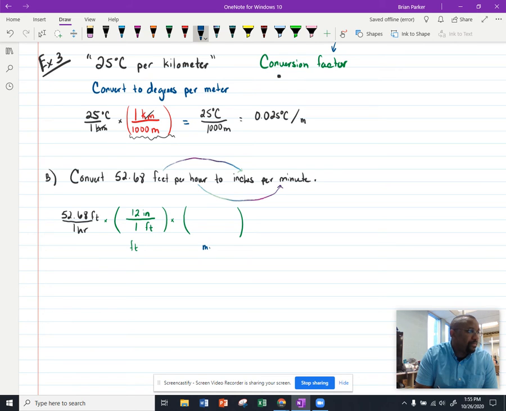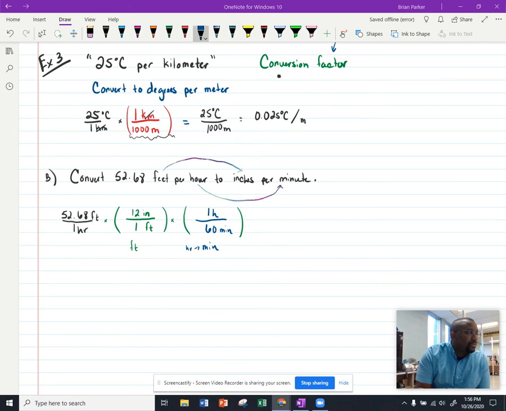This is going to be minutes, so from hours into minutes. In this case, the hours were on the bottom, so I'm going to need the hours to be on top this time, for sure. So 1 hour is how many minutes? That's 60 minutes. 1 hour is 60 minutes, right? And so now we'll just multiply all of this.